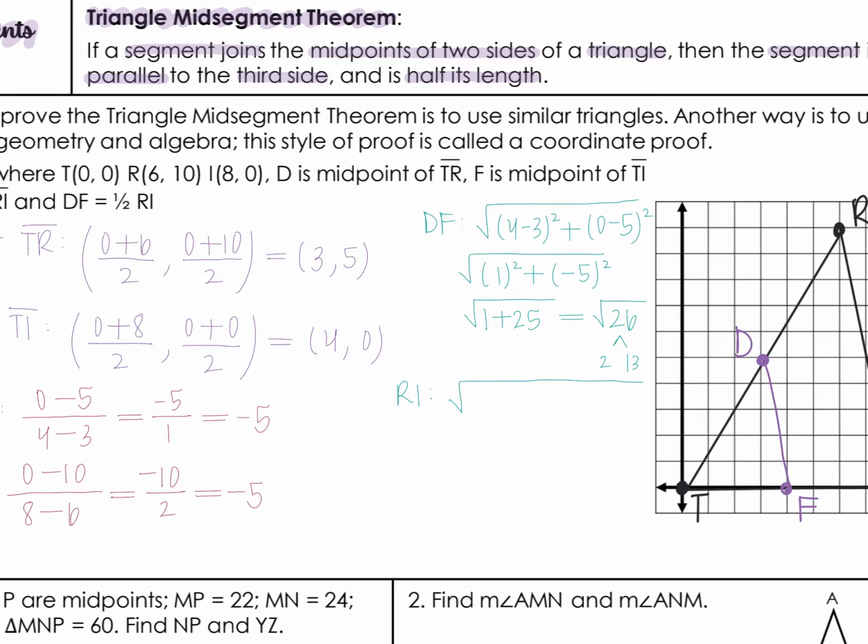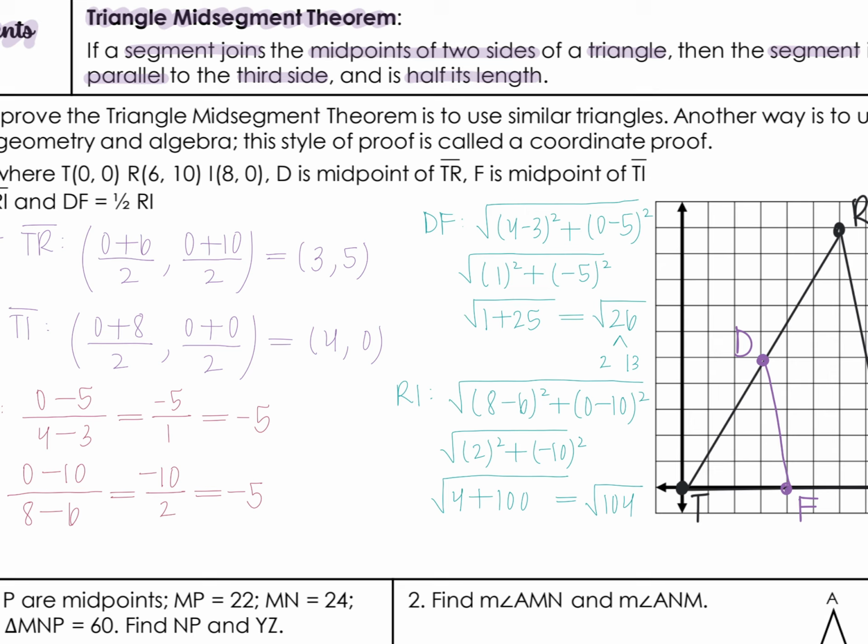Okay, so I'm going to do the same thing. Take the square root of the difference of my x's. So for RI, that's going to be 8 minus 6 squared plus 0 minus 10 squared. So 8 minus 6 will give me 2, plus negative 10 squared. And when you square those numbers, you're going to get 4 plus 100, which will just give me the square root of 104.